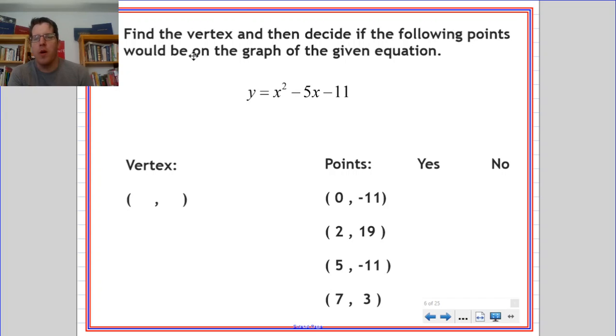Alright, so here's your prompt. Find the vertex, then decide if the following points would be on the graph of the given equation. There are two forms we're going to look at. This is what's called standard form.